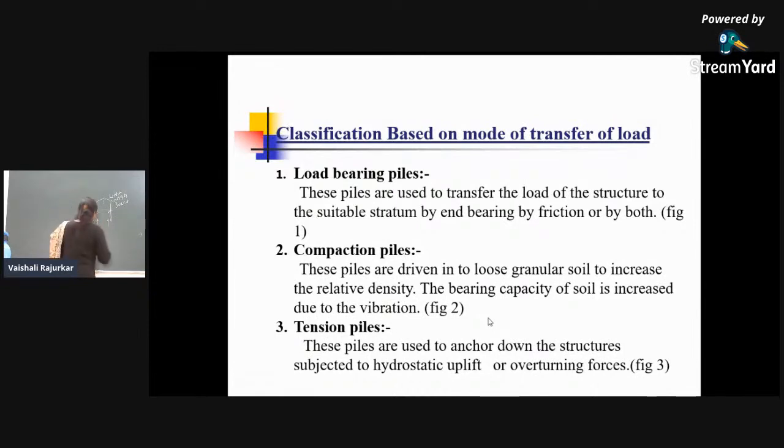Then there is another case of a transmission line tower. Here you can see these are the transmission line towers, and this is a tower situated in a valley. These are the piles which are inserted just to anchor down the structure, but there is one more force which is trying to lift up the transmission tower, and therefore these piles are always in tension. So this is the case of a tension pile, right?